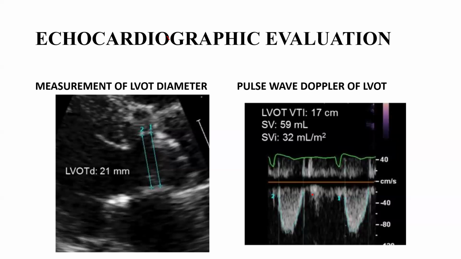The reason you can have paradoxical low flow, low gradient is in patients who have severe hypertension or significant diastolic dysfunction. In this patient, the blood pressure was not markedly high, but he had grade 2 diastolic dysfunction. So in the presence of significant diastolic dysfunction, despite a good EF, you will not be able to generate adequate stroke volume across.